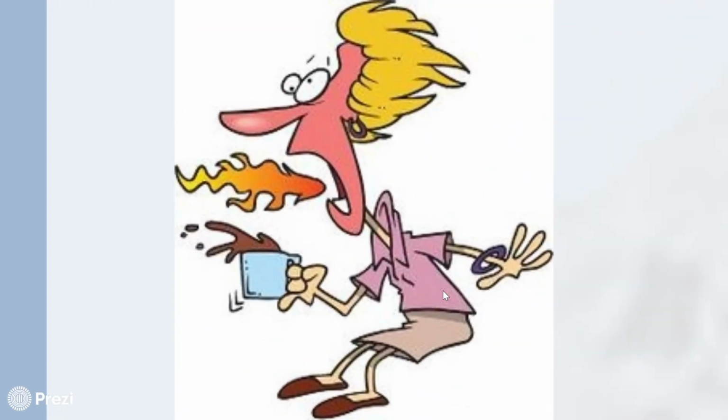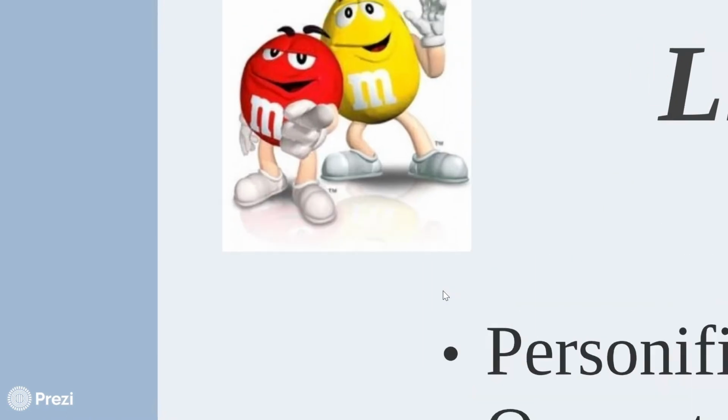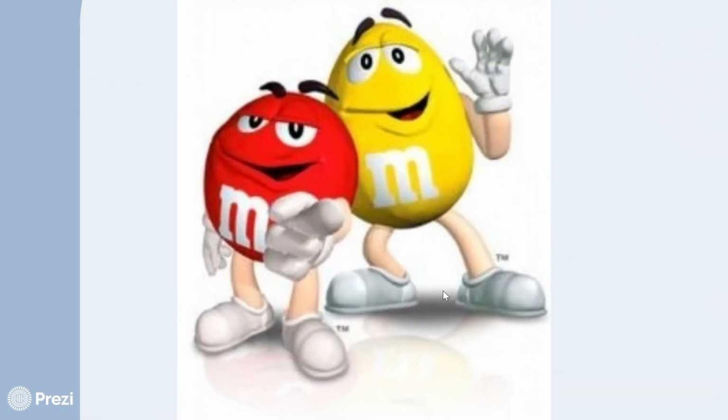If you look at this picture, this lady has obviously drunk some coffee that is really hot, and there are flames coming out of her mouth. So it's exaggerating that her mouth is on fire. That is an example of hyperbole. Up here we have two M&Ms, and we should know from watching TV that these two sweets can actually talk. So you're giving the human quality of talking to chocolate sweets.